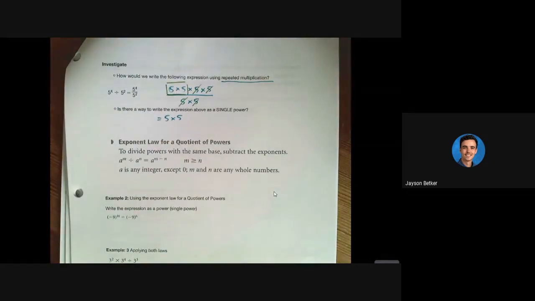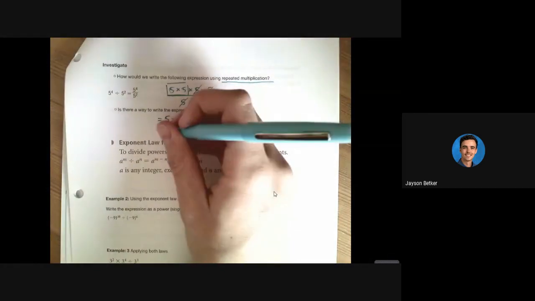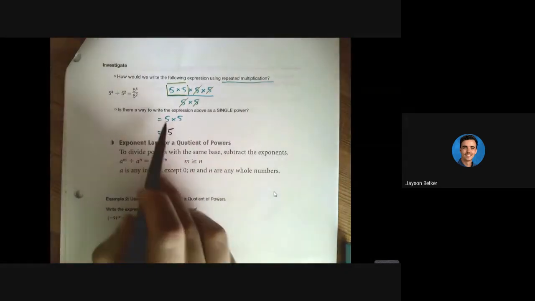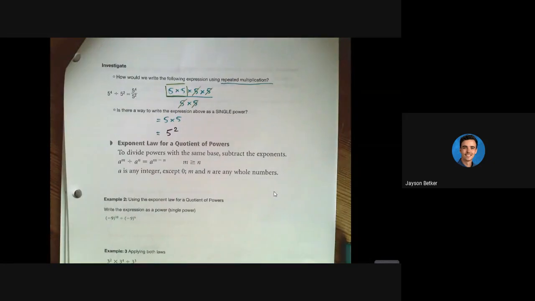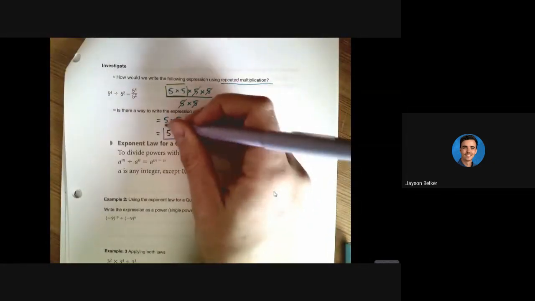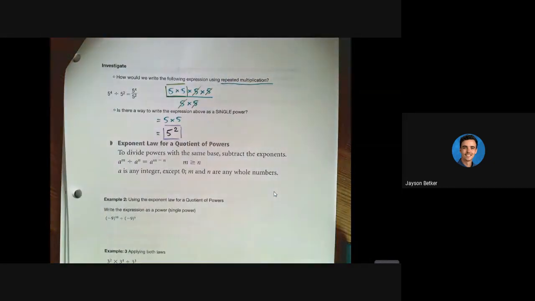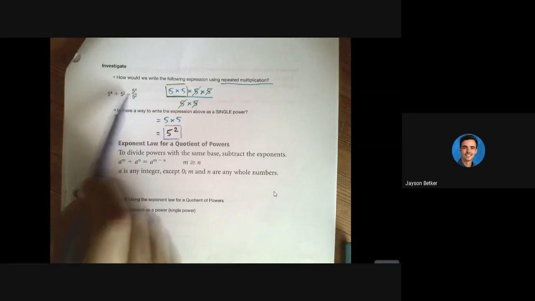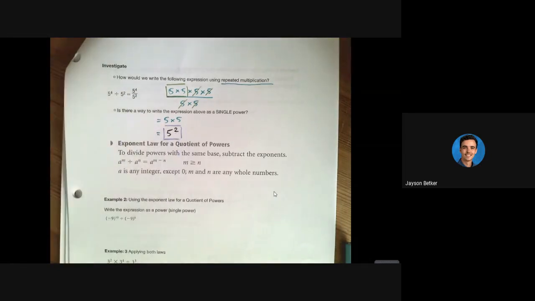I want to write that as a single power. Well, if I want to write it as a single power, we just take the base of 5 and we raise it to the exponent of however many there are, which is 2. So our final answer is 5 to the 2. So what ended up happening here? In the other one, we ended up doing 4 plus 2. But if we take a look, in this case, we're doing 4 minus 2. 4 minus 2 is giving us our final answer for the exponent of 2.